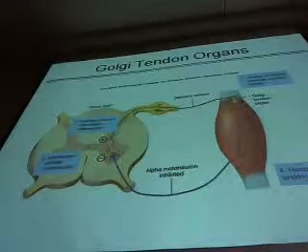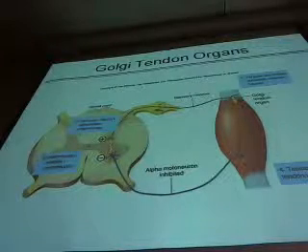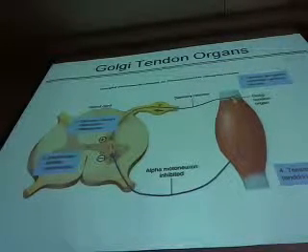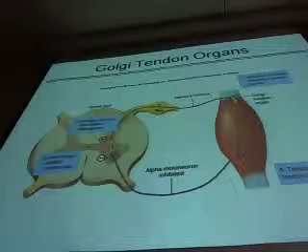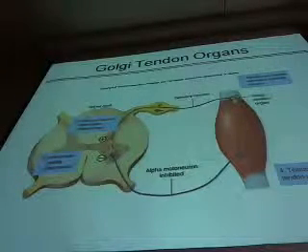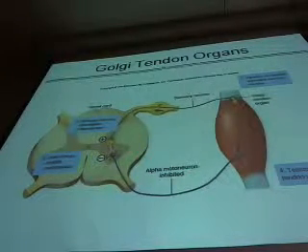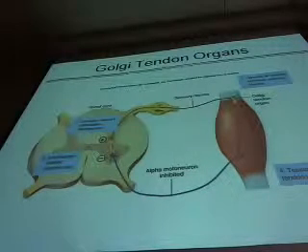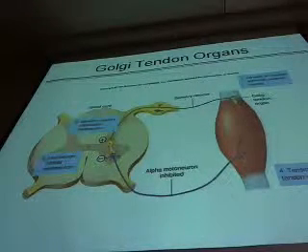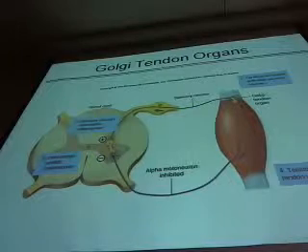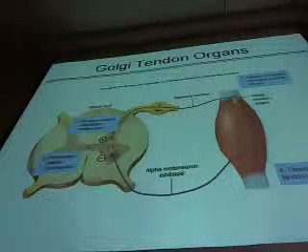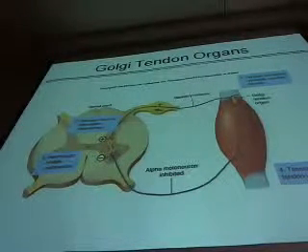So what it's done is this: at one point you're stretched, and the Golgi tendon is firing to say stop stretching, essentially. This is a disynaptic reflex. Sometimes if it's stretched too much, your muscle will actually, because of the Golgi tendon, relax.